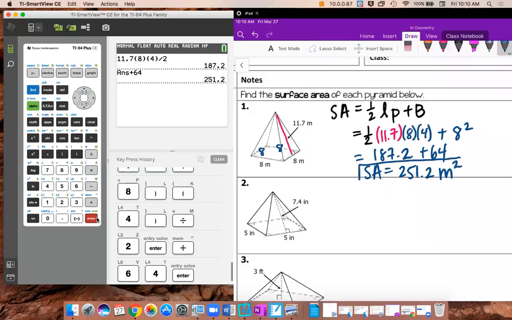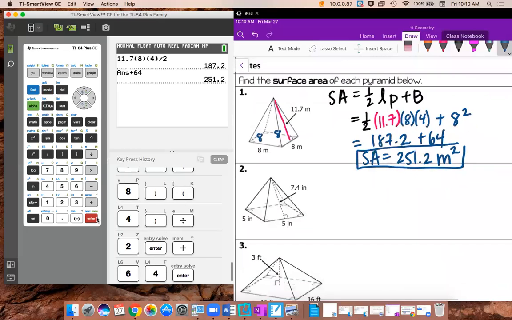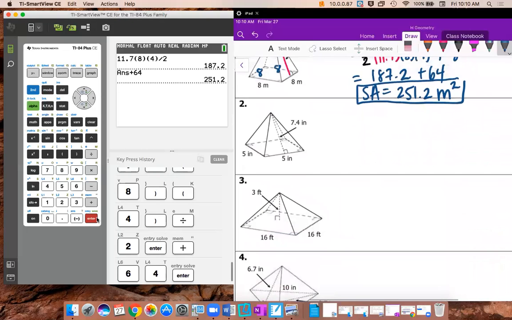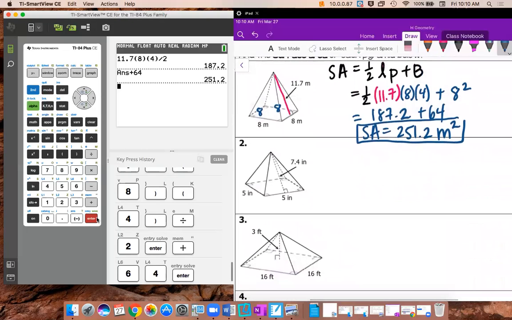So all of your answers should have your units squared for these problems. Okay, example number 2 is very, very similar. So surface area again is just 1/2 lateral height. So in this problem, our lateral height is 7.4. The perimeter, it looks like this is a square again, so these are all 5s. And then we just find the area of the base by multiplying.